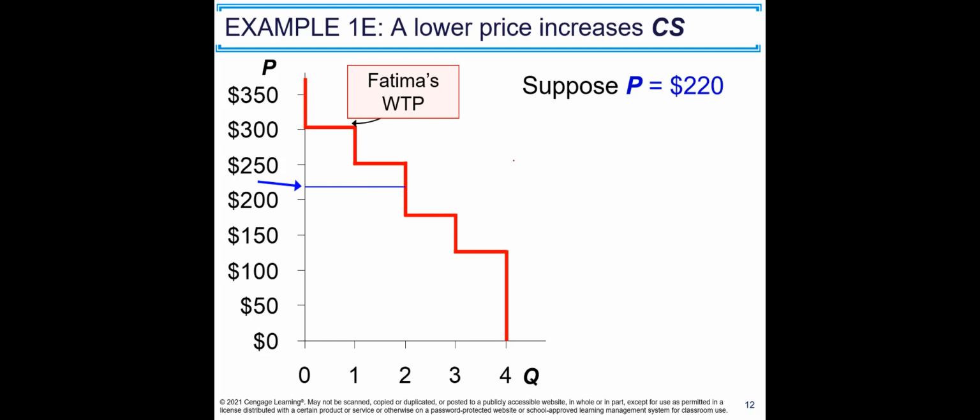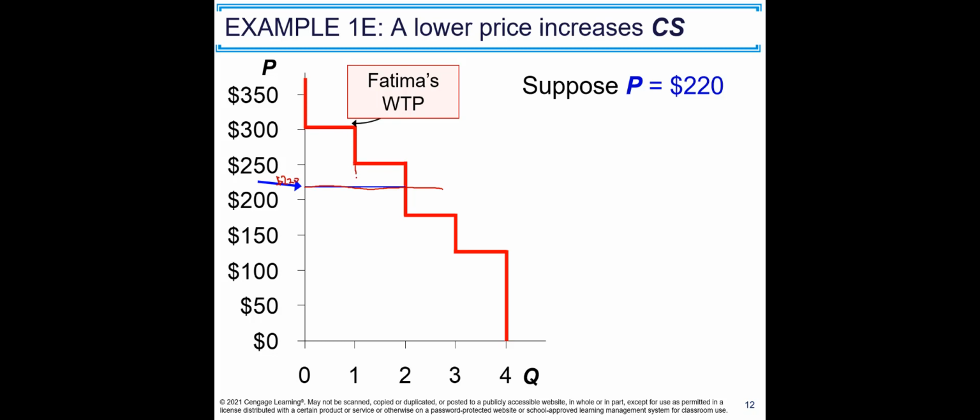Suppose now the price is 220. Let's find the consumer surplus. So first let's define the consumer surplus. It's the area between the price line, which is 220, a horizontal line, and the demand curve. Here is my demand curve, the red one. So now let's calculate this area.